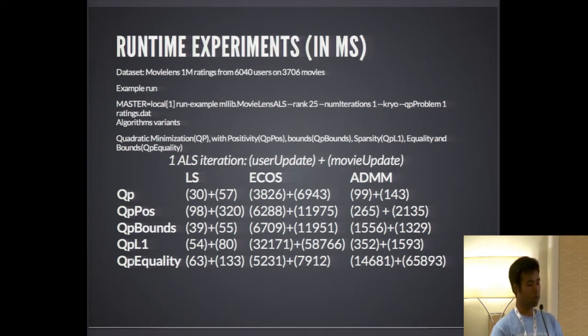But on our QP with equality, we found that the SOCP solver, or an interior point-based solver, was giving us better runtime. So we are still trying to look into that. Our main goal is to bridge the runtime gap and make ADMM as fast as ECOS.